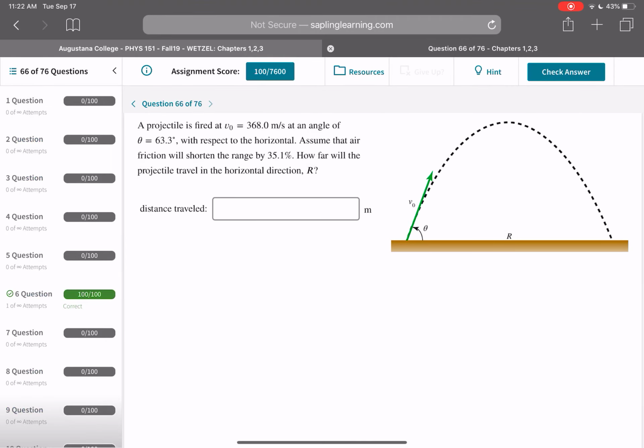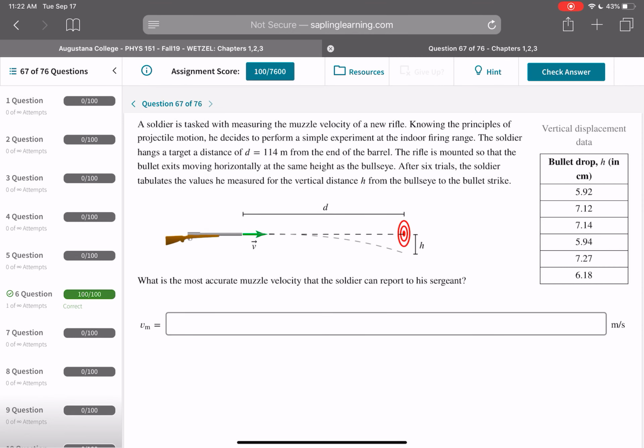Okay. Next. A soldier is tasked with measuring the muzzle velocity of a new rifle. Knowing the principles of projectile motion, he decides to perform a simple experiment in an indoor firing range. The soldier hangs a target and shoots it. The bullet exits horizontally. After 6 trials, the soldier tabulates the values he measured. What is the most accurate muzzle velocity the soldier can report to his sergeant?